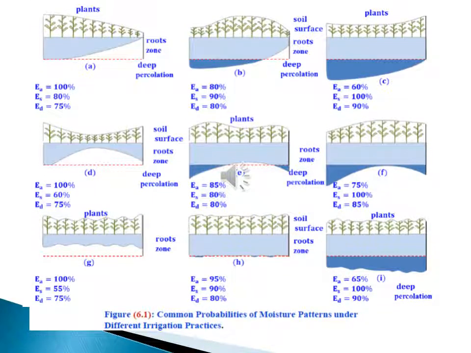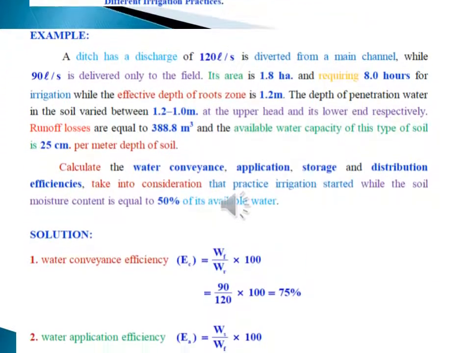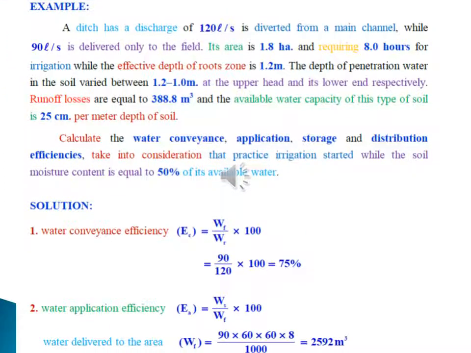Figure showing common properties of moisture patterns under different irrigation practices. Look, my dear, at these achievements which are described before. Here is an example of how you can calculate the different irrigation efficiencies, such as water conveyance efficiency and water application efficiency. Follow it, my dear, by yourself. It is so easy.